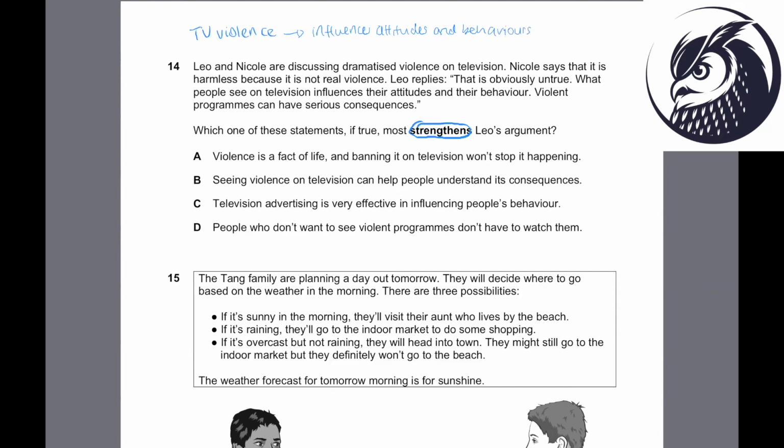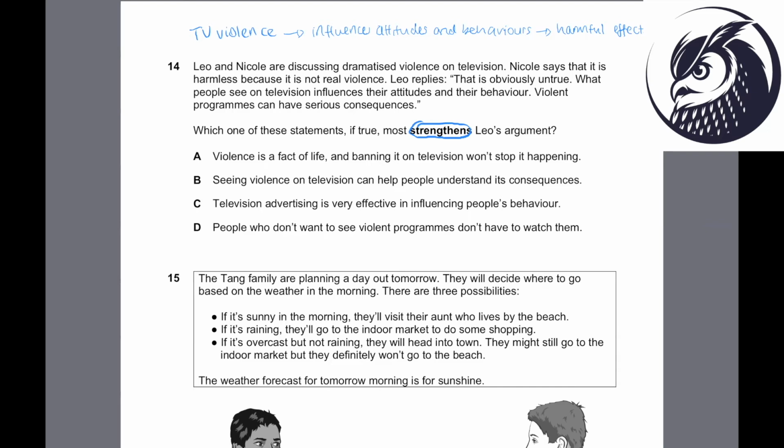And then he goes on to say that this can have serious and harmful consequences. So it can have harmful effects. Right. So to summarize, TV violence can have harmful consequences on people by influencing their attitudes and behaviors. So it's very nice that we can summarize this whole paragraph into this little flowchart here. Now let's answer the question itself.